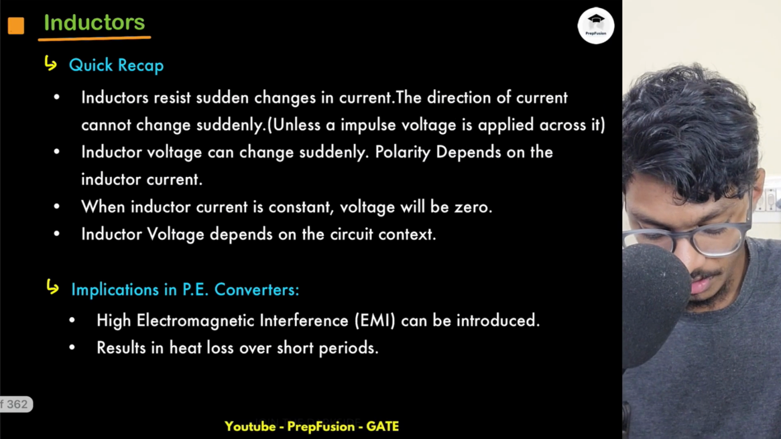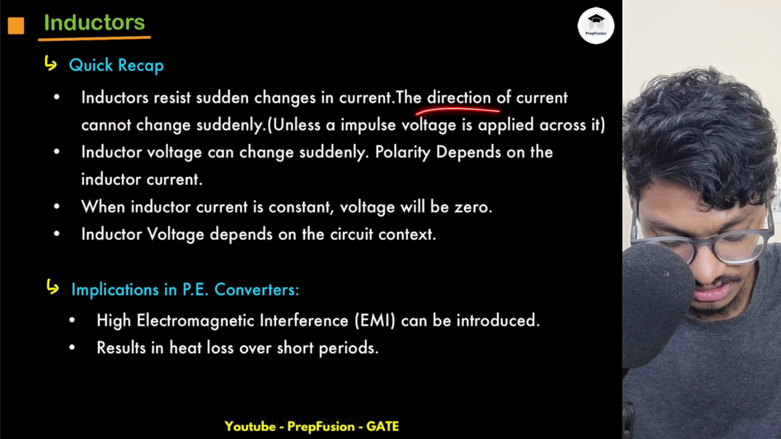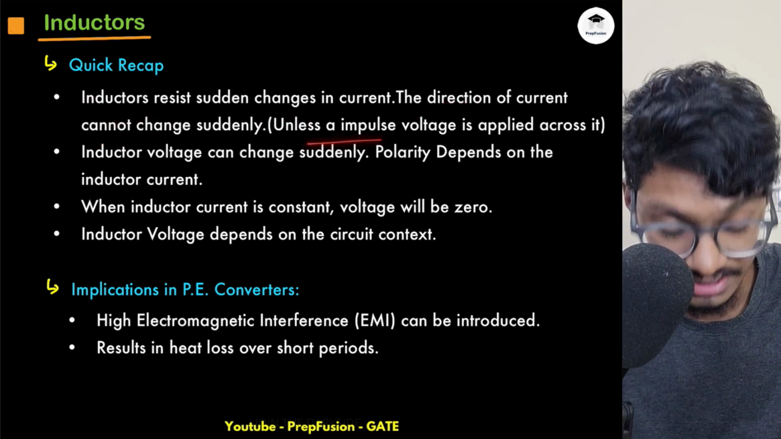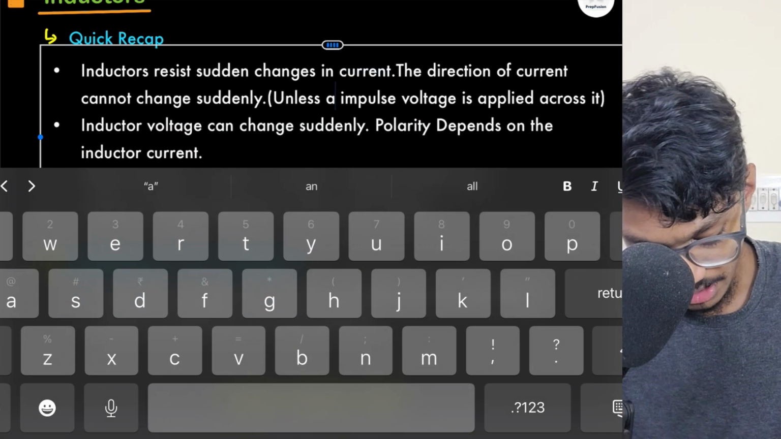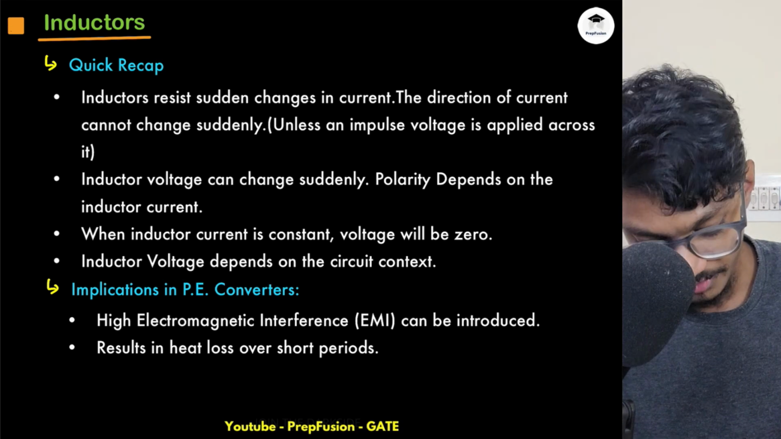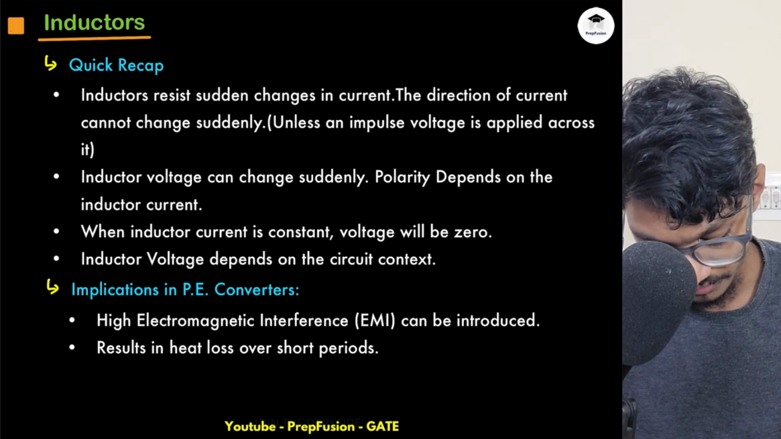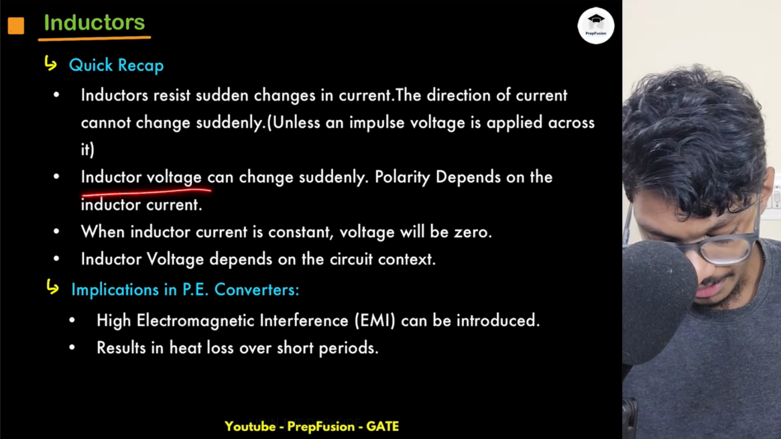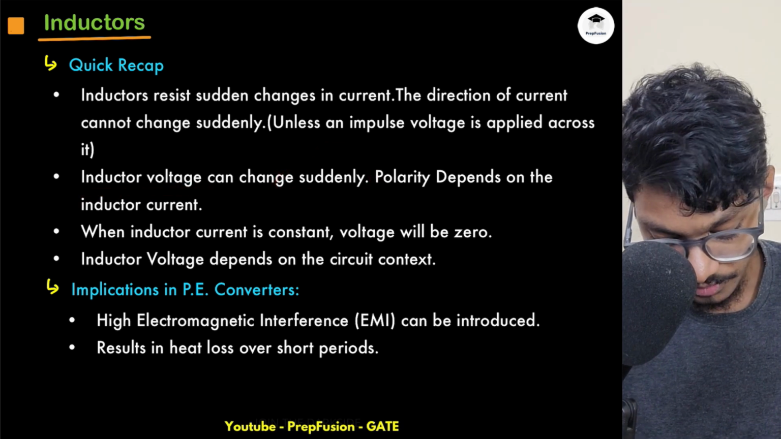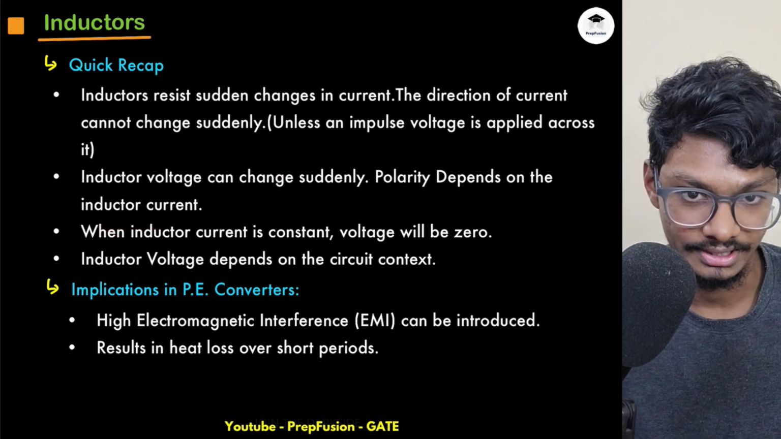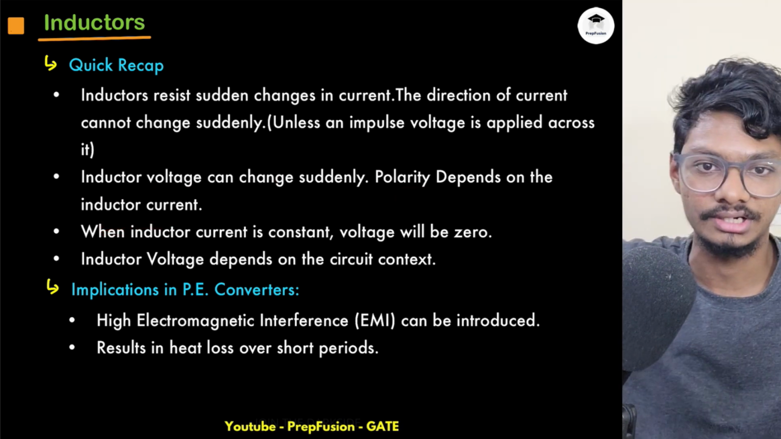Okay, so there are a few points. Inductor resists sudden change in current. The direction of current cannot change suddenly unless an impulse voltage is applied, right? If an impulse voltage is applied, then obviously it can change its current. That we already know; we have studied it in basic electric theory. Then inductor voltage can change suddenly. Polarity depends on the inductor current. So voltage can change suddenly, but current cannot.